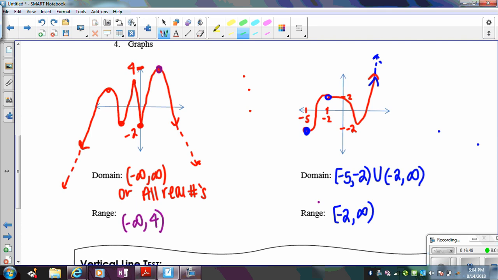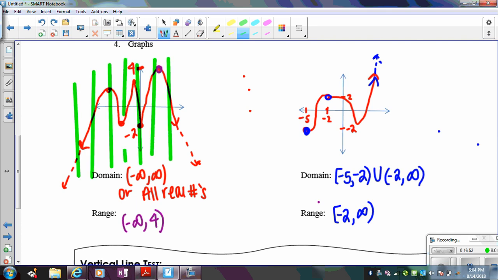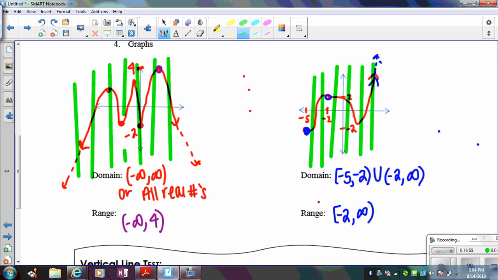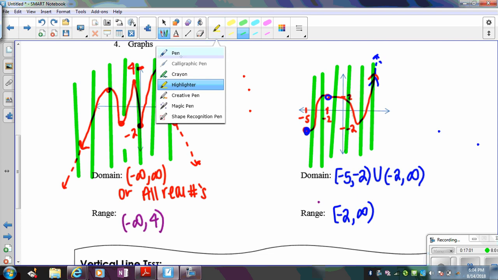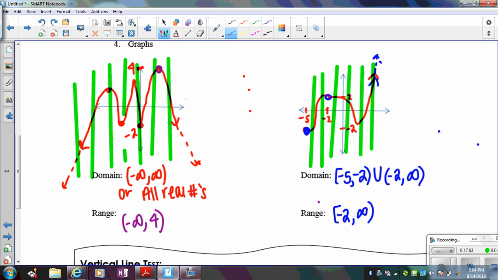So if I were to draw vertical lines through these, see how no matter what, they only hit in one spot? So since they only hit in one spot, these are both functions. So that's what the vertical line test says. So these are both going to be functions because of the vertical line test.